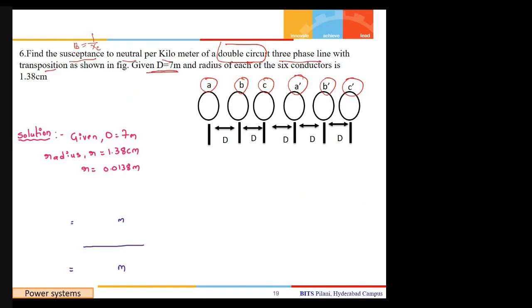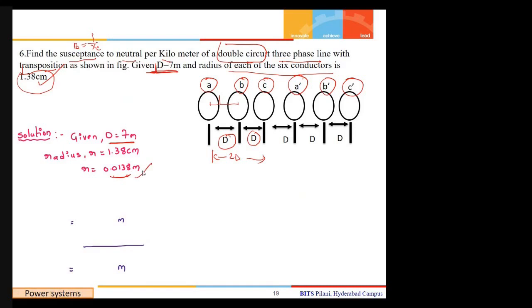Given the distance is 7 meter, so the distance between A and B is given to be 7 meter. The radius of each of the 6 conductors is 1.38 centimeter. So the radius is already given, that is 1.38 centimeter. The distance is given between the phases A and B. Other phases are also at the same distance, B and C, and between A and C you have the distance 2 times that. First, you have to obtain the radius in meter. Here the radius is given in centimeter, so you obtain it in meter.